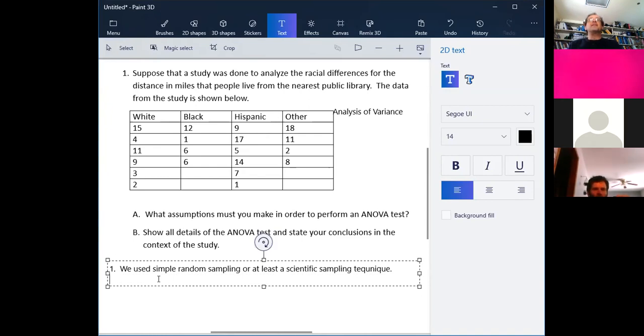Something that must be true for each white, black, Hispanic, and other for their data. Normal distribution? Yeah, normal distribution. So the sampling distribution for each population must be normal. I'm going to write approximately normal because you don't get exact of anything. You never get exact.